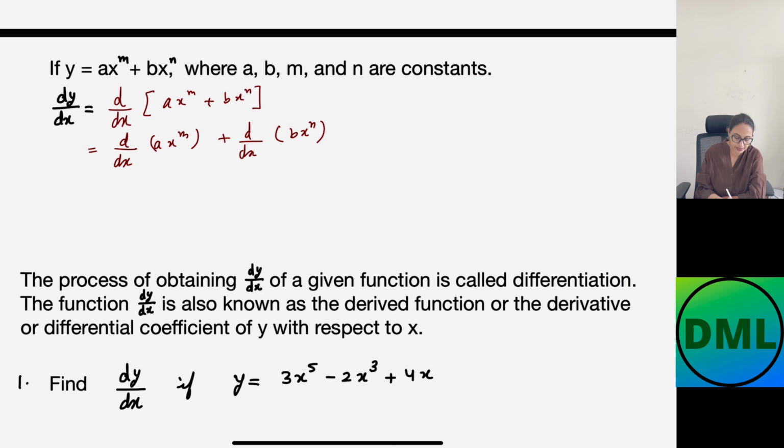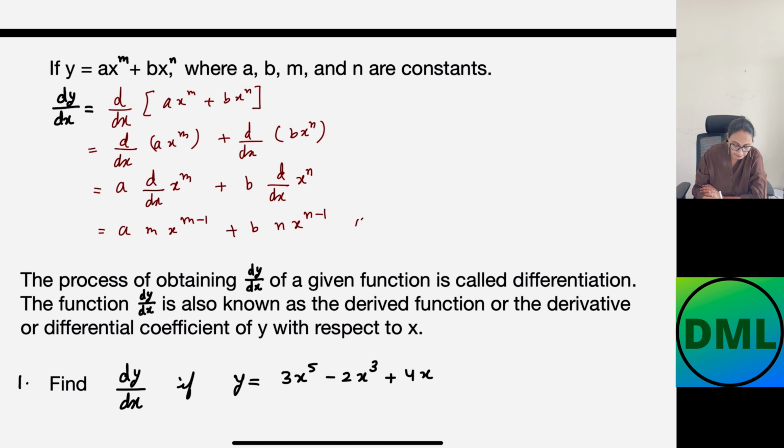A is a constant, so it will come out from the derivative. So that will be written as a d by dx of x to the power m plus b is also a constant. This will be written as d by dx of x to the power n. If I have to differentiate x to the power m with respect to x, this will be written as a m x to the power m minus 1 plus b n x to the power n minus 1. So this will be your derivative of the given function a x to the power m plus b x to the power n.